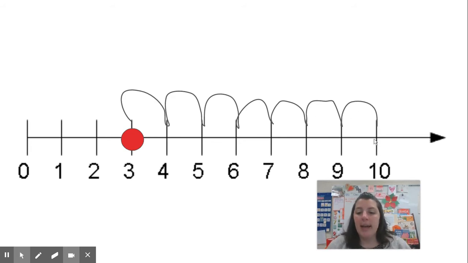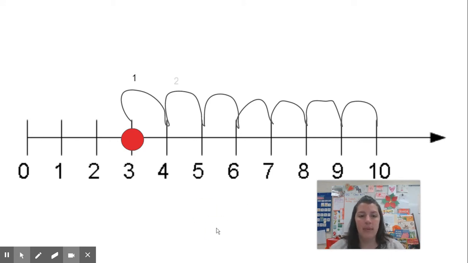But my question was, how many more do I need to make it to 10? So I can't just go to 10. I have to figure out how many jumps I made. And sometimes it could be helpful to label those jumps with a number. So let's count how many jumps I had to make.